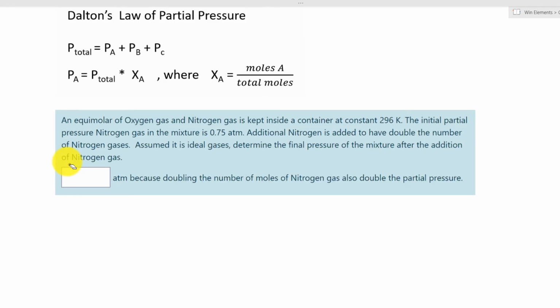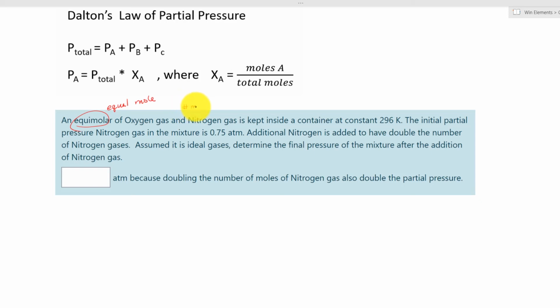Let's try the last question. We have an equal molar of oxygen and nitrogen gas. Whoa, what is equal molar? Well, think of the word equal mole. That is the number of moles of oxygen and the number of moles of nitrogen gas is going to be the same. So don't get tricked by this fancy word, okay?